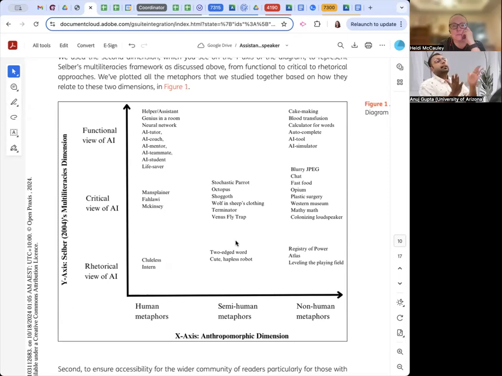And that's when, kind of through our discussions itself, this idea of that, hey, maybe we can plot these metaphors along 2 dimensions. We can collapse the 6 questions into 2 larger dimensions. One dimension drawing directly from Selber's work, the 3 kinds of literacies that he talks about on the y-axis. And on the x-axis, like what kind of ontological status does the metaphor have? Is it human? Is it semi-human? Is it non-human? And we tried out different dimensions.